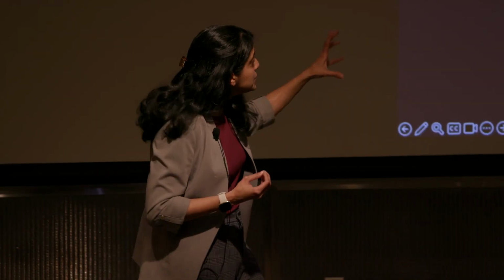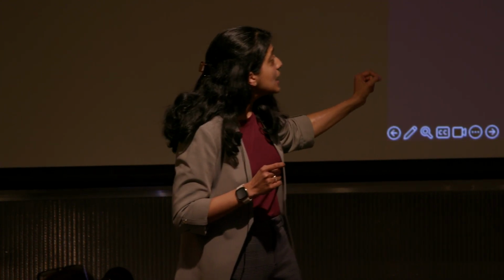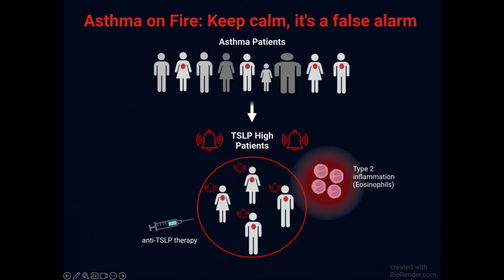First is, which of these patients have that oversensitive detector, and is there a way to identify them easily? For this, I have measured TSLP in the airway fluid of asthma patients and found that about 1/3 of them have high TSLP levels, and these levels are strongly associated with a type of inflammation called type 2 inflammation, where patients have high numbers of white blood cells called eosinophils.